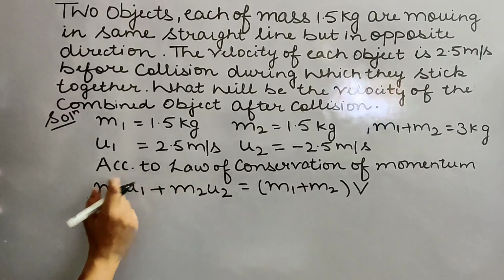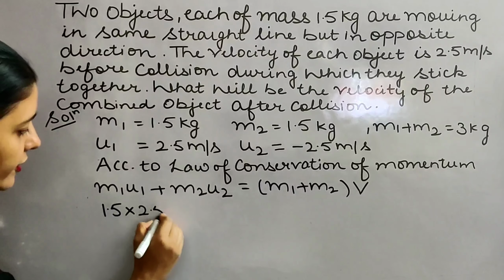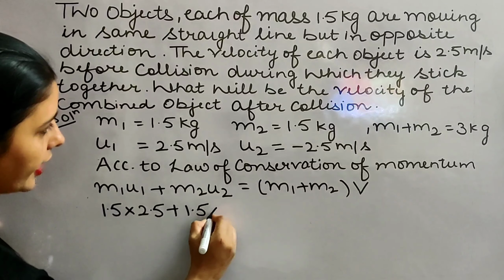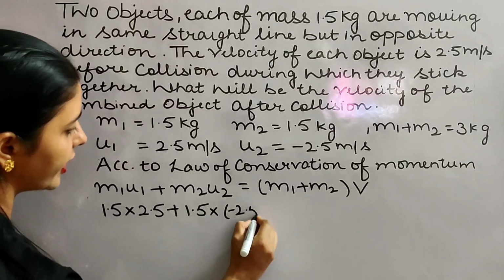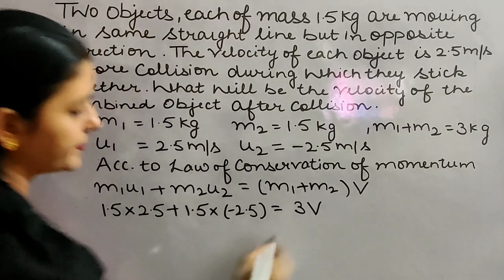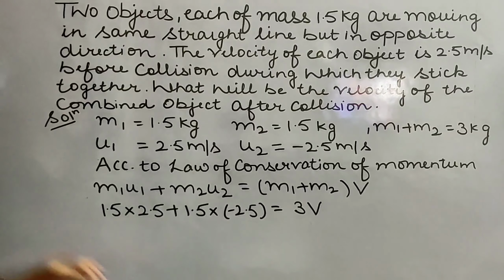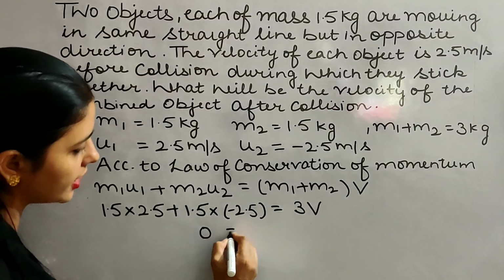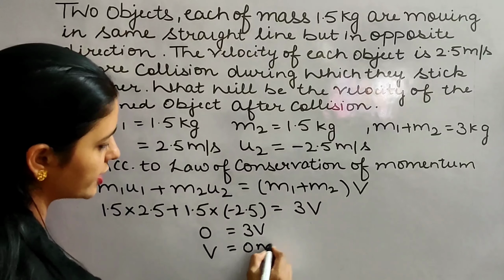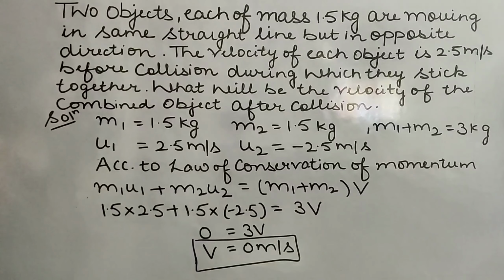Now put the values here. m1 1.5, u1 2.5 plus m2 1.5 and u2 minus 2.5. That is equal to m1 plus m2, 3v. See here, this factor minus the same factor will be 0. So you can write here 0 is equal to 3v. So final velocity after collision is 0 meters per second. So this is the combined velocity of the objects.